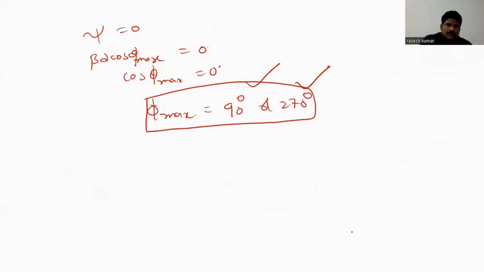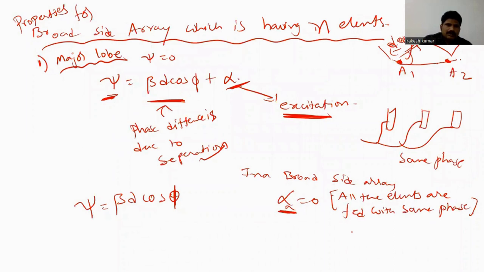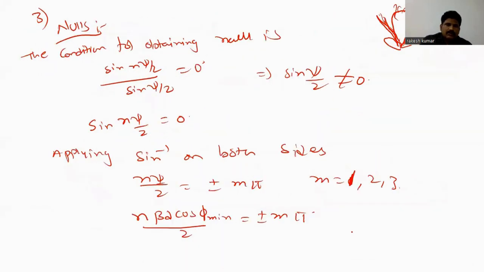So this is the third parameter. The first parameter is major lobe, the second parameter is magnitude of major lobe, and the third parameter is null. Now we will go for the fourth parameter, side lobes.